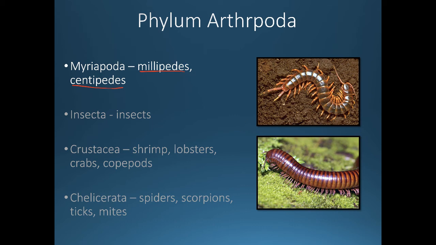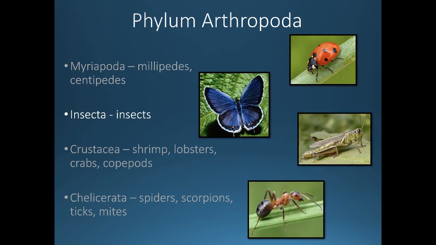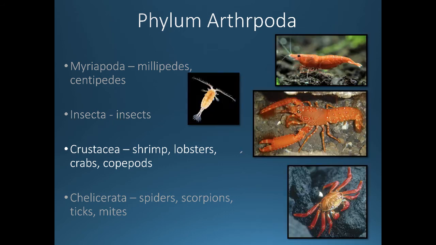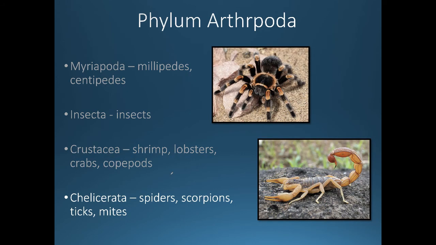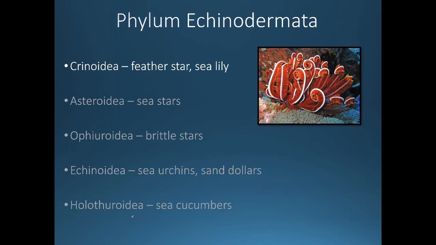And these are representatives of the millipedes and the centipedes. You also need to know that the arthropods include the insects, shown here. You should know that the arthropods include the group of the crustaceans: shrimp, lobsters, crabs, and copepods. And lastly, some of our favorites, the spiders, the scorpions, ticks, and mites. Alright, just two more phyla to go.